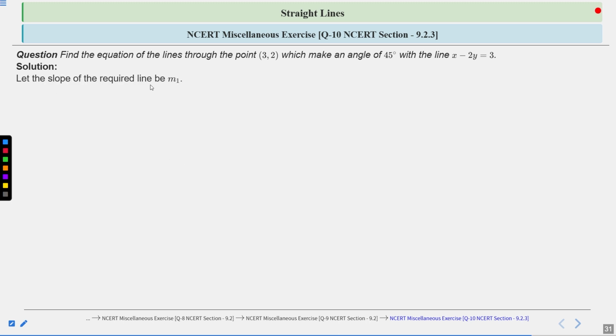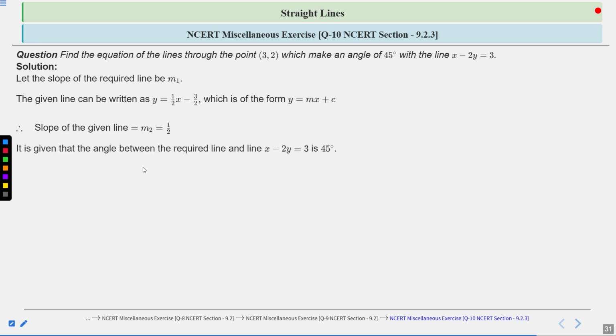Let the slope of the required line be m1. The given line can be rewritten as y = (1/2)x - 3/2, which is of the form y = mx + c. Therefore, the slope of the given line is m2 = 1/2. It is given that the angle between the required line and the line x - 2y = 3 is 45 degrees.